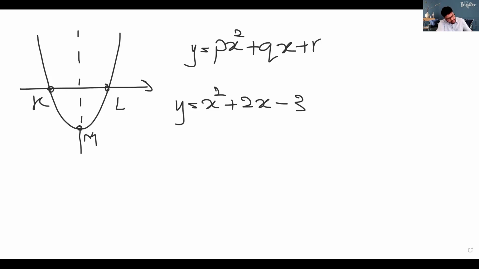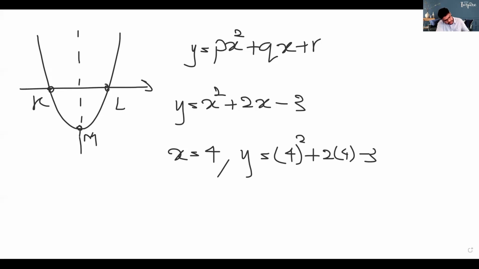So children, we substitute x equals 4. We get 4 squared plus 2 times 4 minus 3. This is 16 plus 8 minus 3. So children, when you do this, you do end up with 21 as your answer. All right, so children, you all got it right. Good. So that is the answer to part A1.